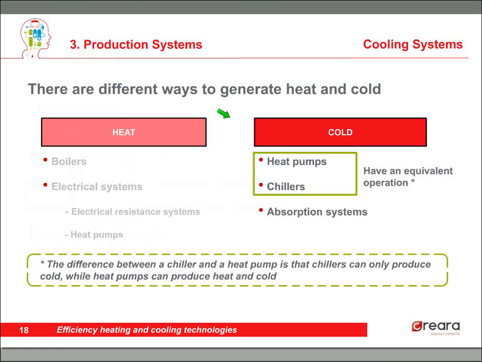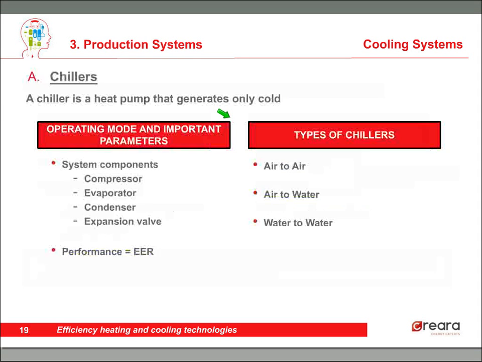Okay, let's move on to cooling systems. As I told you before, we can generate cold with heat pumps and chillers. So now we're going to talk about chillers, which bear many similarities with the heat pumps already discussed in the previous slides. Basically, chillers are heat pumps which only generate cold. There are mainly three types of chillers, namely air-to-air, air-to-water, and water-to-water.